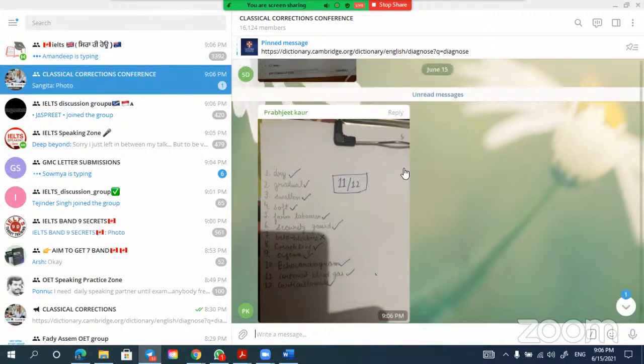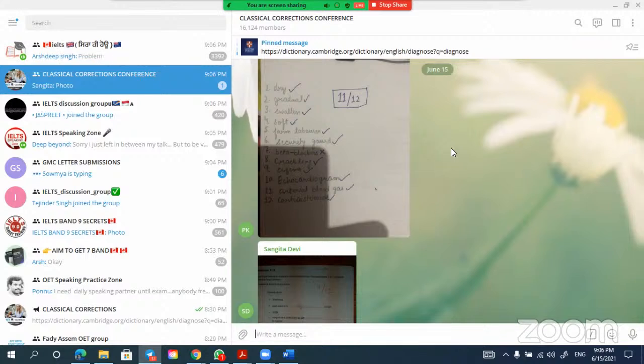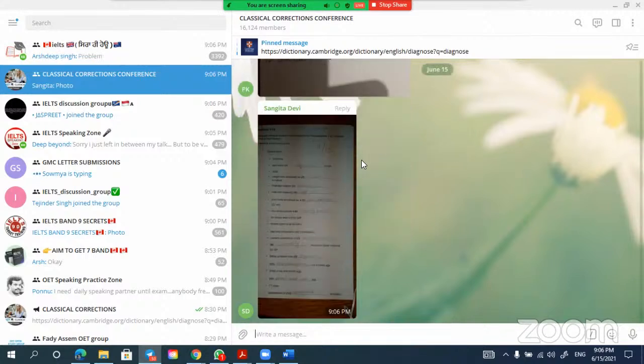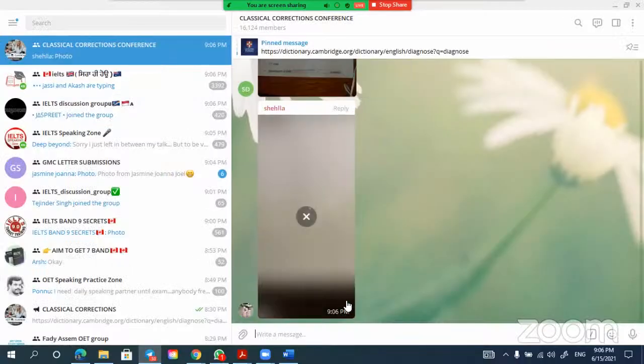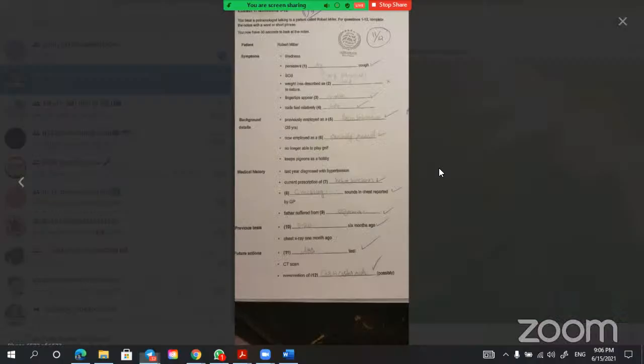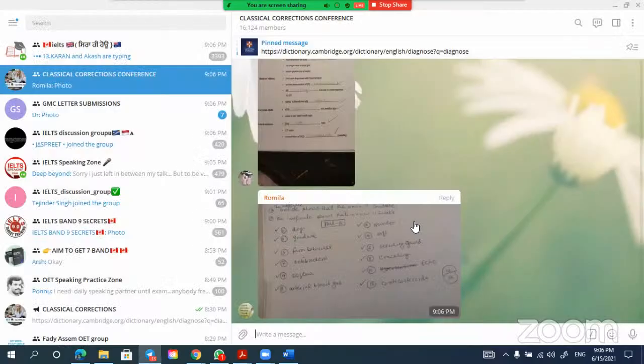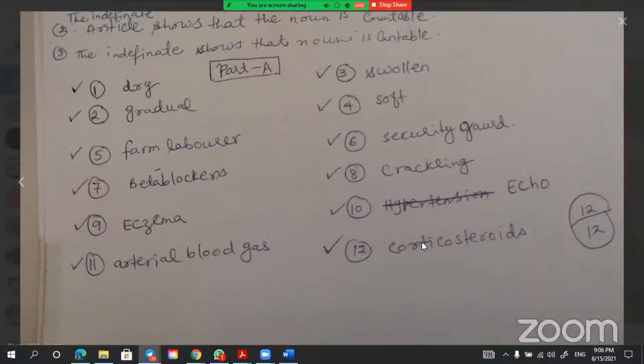And this is Prabjit Kaur. Very nice, Prabjit. 11 out of 12. Very good. And Sangeeta Devi, 11 by 12. After 11 by 12, you can put one round. Very good. Then, Shalla, 11 by 12. Oh, darling. Very good. Excellent. And this is Romila. Wow, 12 by 12. Very good. Excellent.